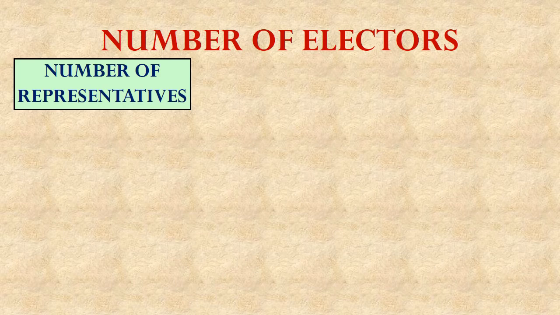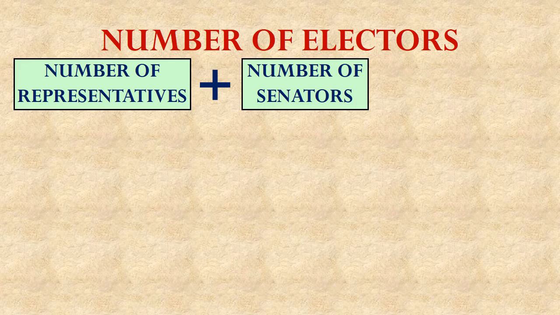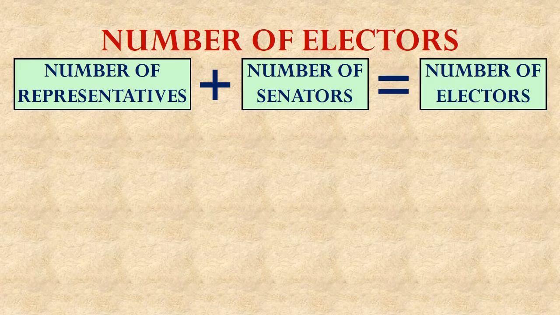So let's diagram this out. The number of electors is equivalent to the number of representatives that a state has, plus the number of senators in that state, then give us the number of electors. Now, this does not mean that the electors actually are the representatives and senators from that state. It just means that they're the same number of people.